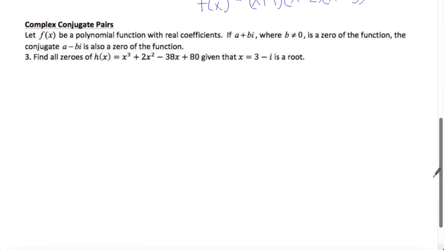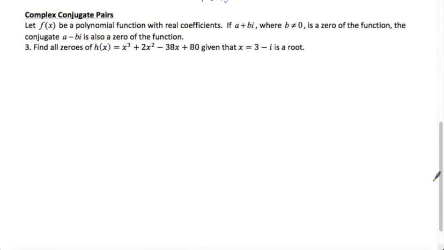So the last thing is sometimes we get zeros that are complex. And when we get complex zeros, they always occur in complex conjugate pairs. So if a plus bi is a 0 of the function, then the conjugate a minus bi is also a 0 of the function.